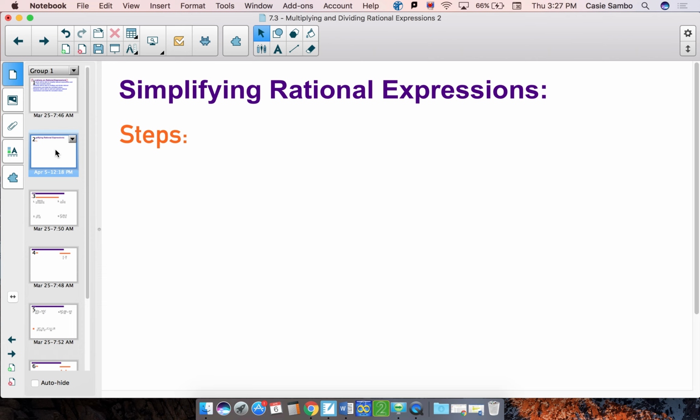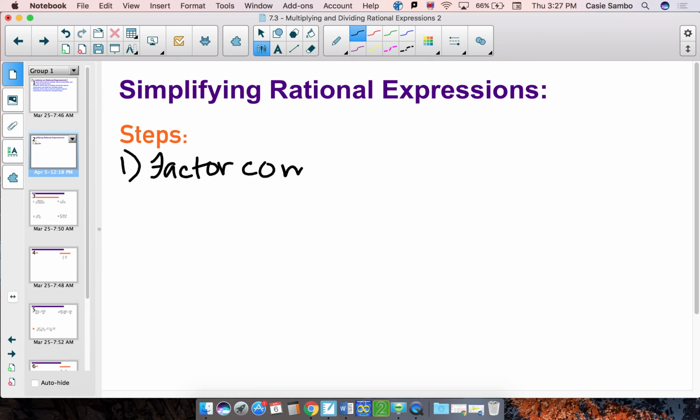So on the very first flap, next to that little number 1 that's circled on your foldable, you want to write simplifying rational expressions. There are 3 steps for doing these types of problems. These steps are going to stay pretty similar throughout all the different types of problems that we do, but they start with step 1, which is to factor completely if possible.